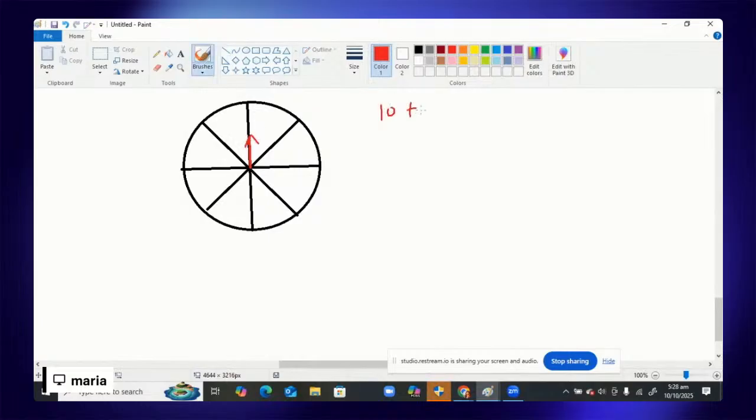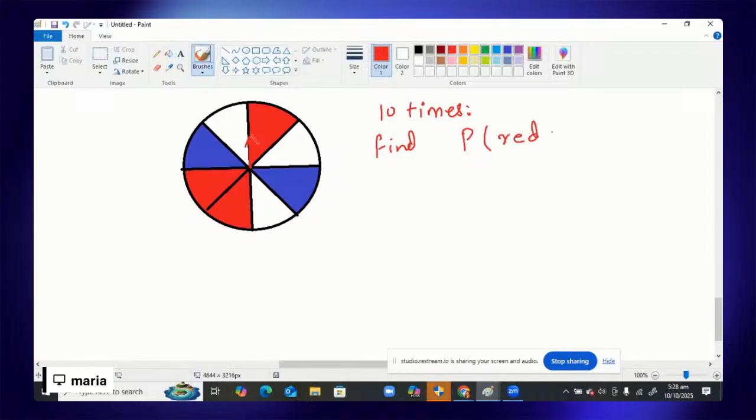So the spinner spins 10 times. You spin that spinner, finding the probability of, let's take some color. I am just choosing. Okay, finding the probability of a red. Tell me, everyone. This time I'm not telling you. You guys tell me the answers one by one.